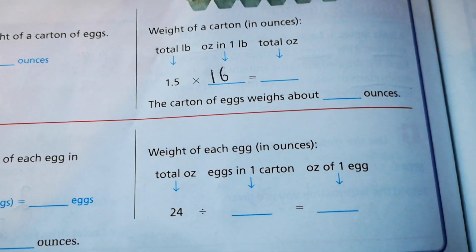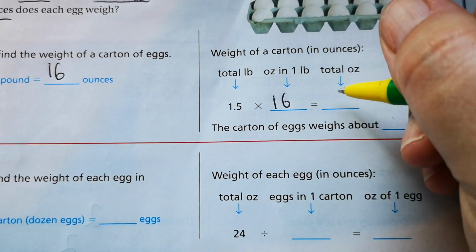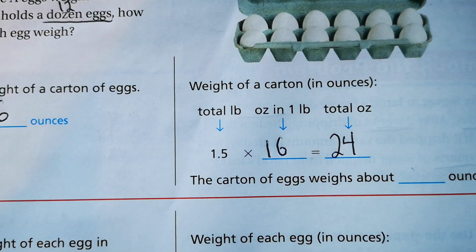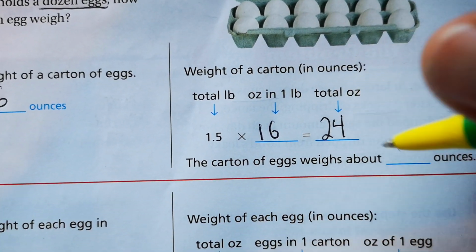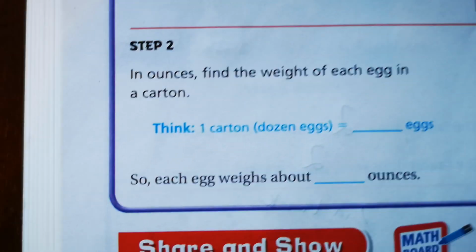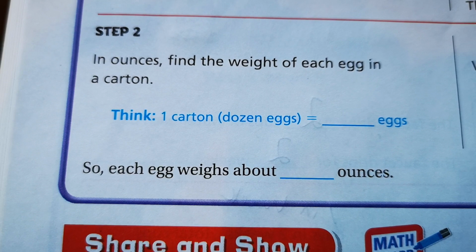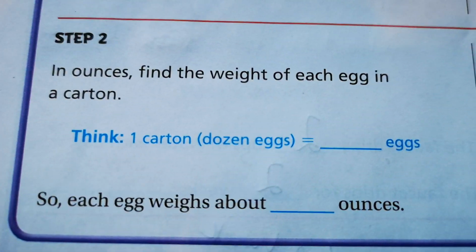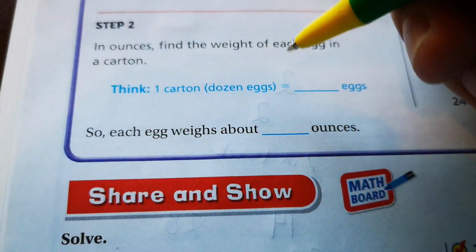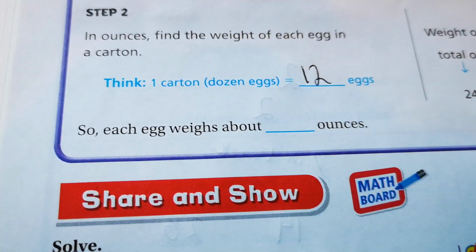So when I come back over here, the total ounces is going to be 24. 1.5 times 16 is 24. So the carton of eggs weighs about 24 ounces. Now, in ounces, find the weight of each egg in a carton. Well, if a carton has a dozen eggs, then one carton, again, will have 12, because a dozen means 12.